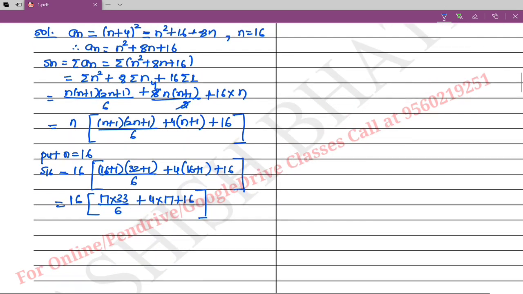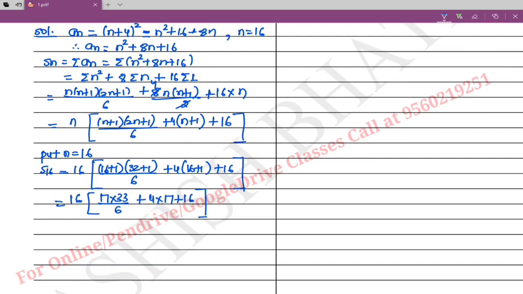Now if I actually multiply it, either you can do it in rough work or you can get it by step-by-step multiplication. I will follow the step-by-step multiplication here. It would be 16 times (17 into 33 would be 561) upon 6, plus 4 into 17 is 68, and 68 plus 16, I am directly doing it, is 84.